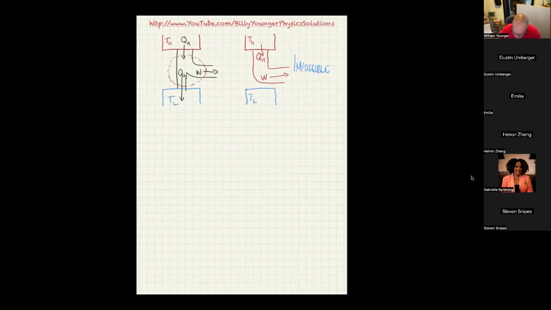Okay. Now, if you look at this heat engine on the left, the one that's real, what we see is that QH has to be equal to the work plus QL. So that comes in handy because it turns out that the efficiency of a heat engine, efficiency is given the symbol E, and it's defined to be, I like this definition, what you get, and I mean what you get that's useful, divided by what you pay for.